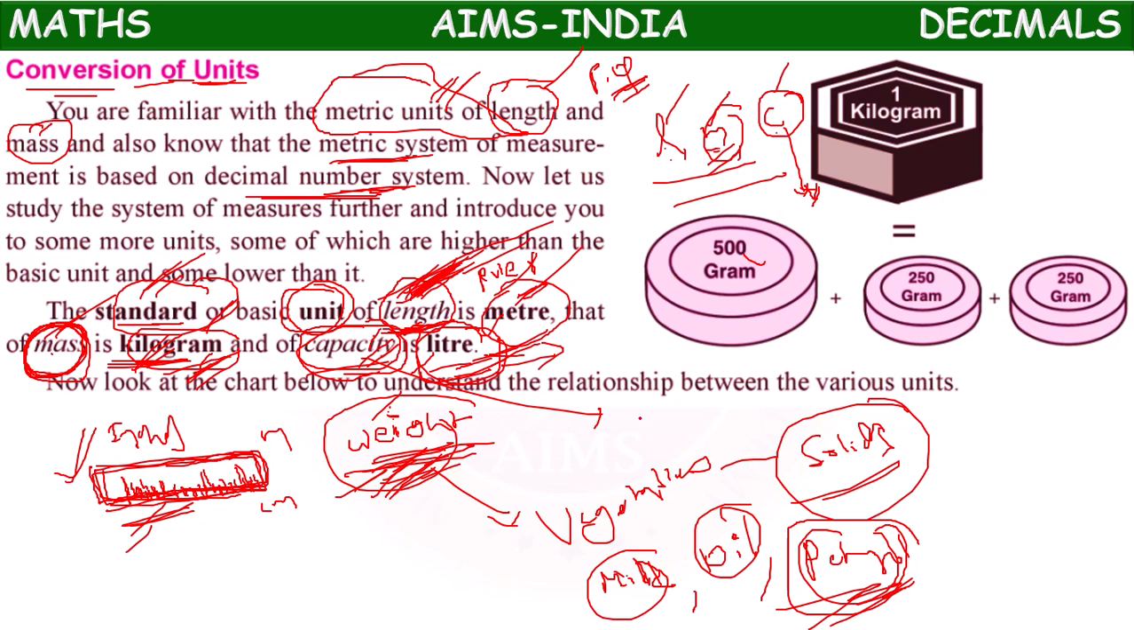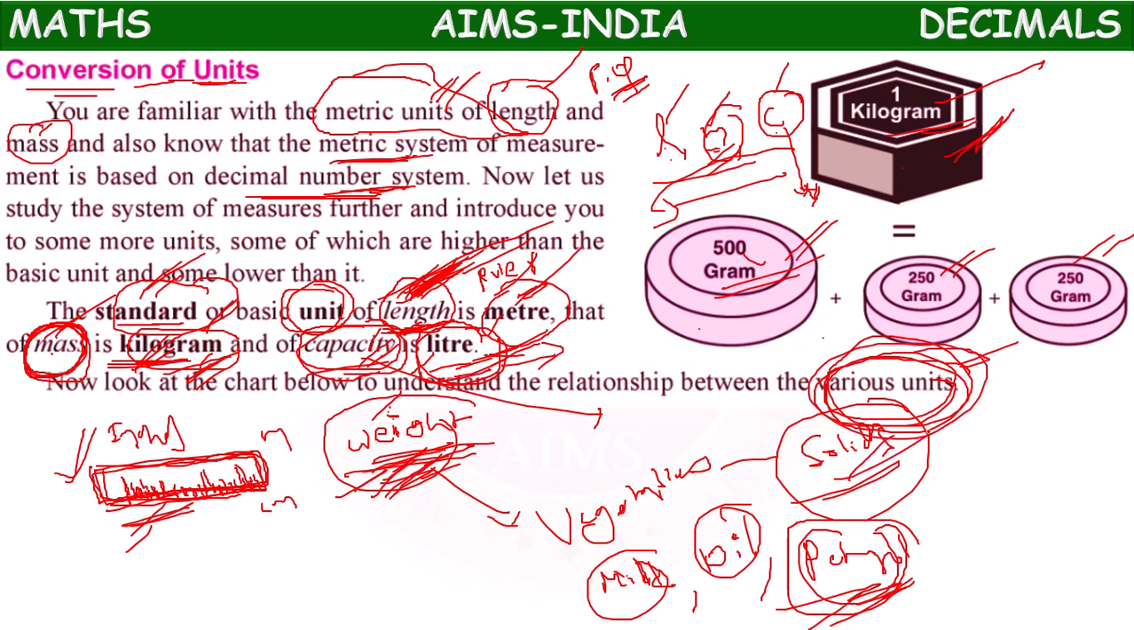In this lesson, we are going to learn about the relationship between these various units. So here 1 kilogram is equal to 500 grams plus 250 grams plus 250 grams. Like this, we are going to learn the relations in this unit. Here kilogram is one kind of unit, gram is another kind of unit, and we have related 1 kilogram to 500 plus 250 plus 250 grams.